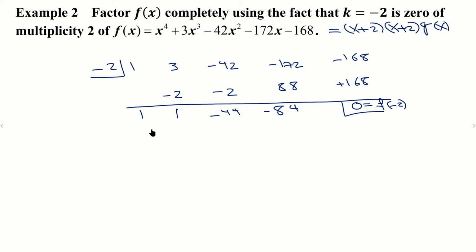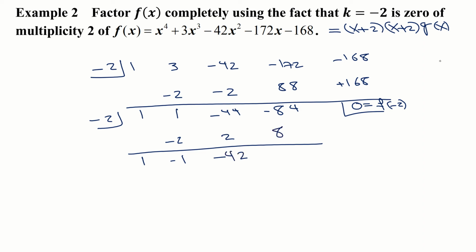All right, so since I know that negative 2 is a 0 of the polynomial twice, I know it should go into it again, right? So this part should be divisible by negative 2 as well, right? This remaining quotient. So we repeat the process again. So we have 1 and then negative 2 plus 1 is negative 1. Negative 1 times negative 2 is 2. Negative 44 plus 2 is negative 42. Negative 42 times negative 2 is 84. And we get 0 as expected.